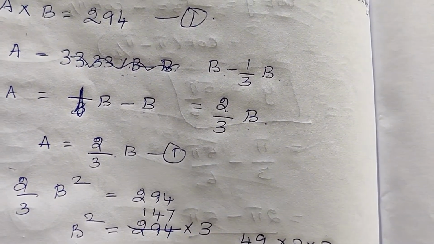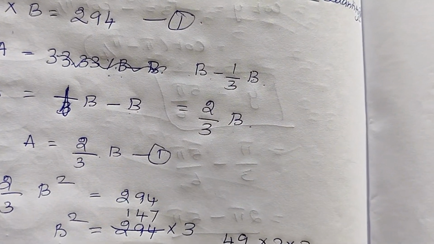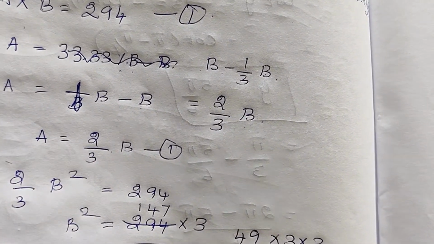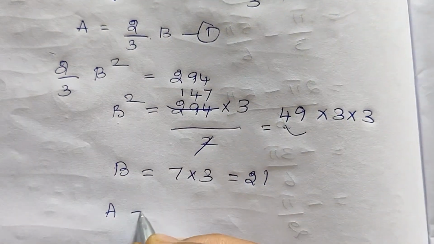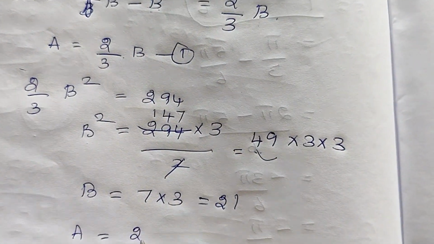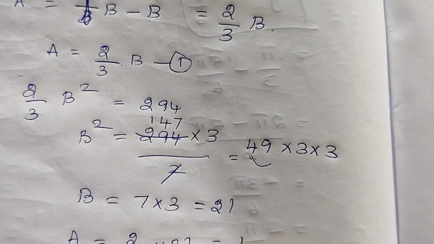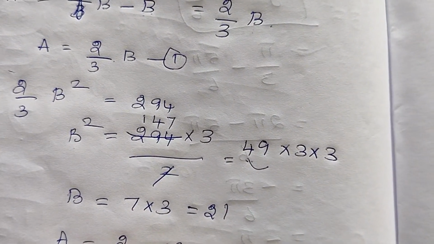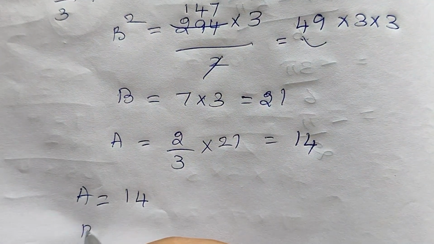7 3s are 21. So B equal to 21. So A equal to what? A equal to 2 by 3 B, so 2 by 3 into 21. That is 2 7s are 14. So A equal to 14 and B equal to 21.